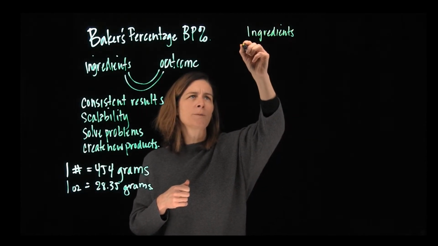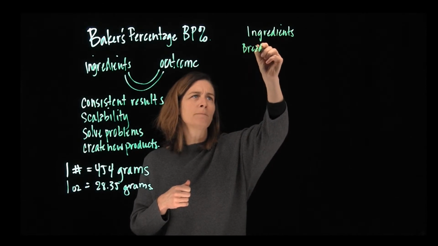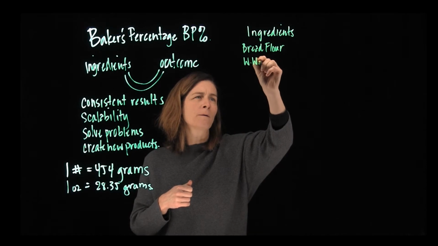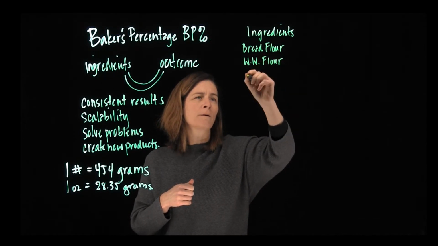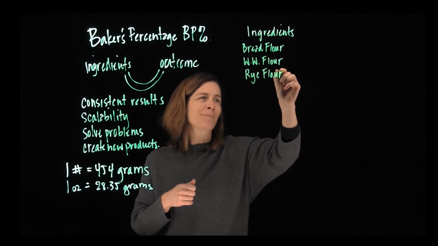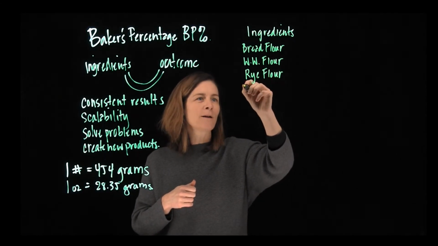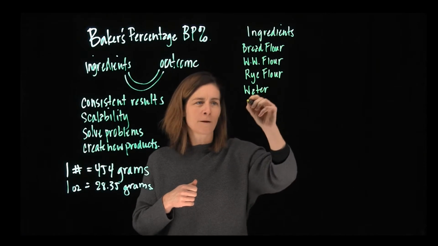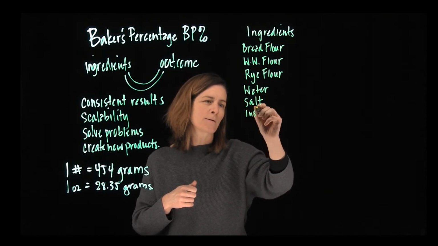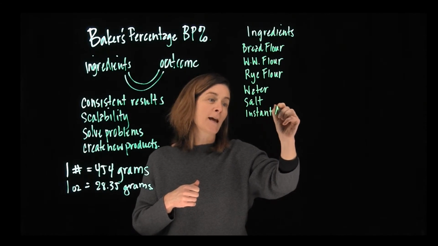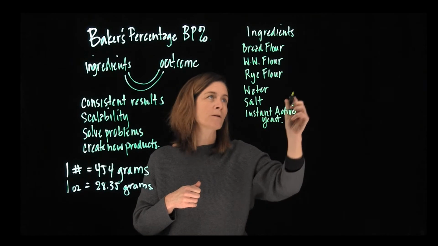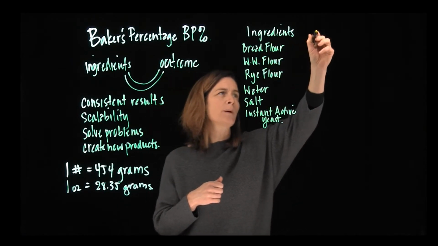And our ingredients are going to be pretty straightforward. We're going to have bread flour, whole wheat flour, rye flour. Hopefully you're okay with me shortening these. And then we're going to have water, and we will have salt and instant yeast, instant active yeast. And remember, there's different types of yeast, so when we work, it's really important to remember that.